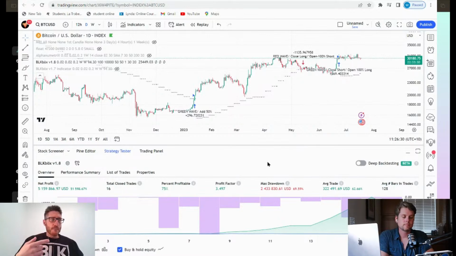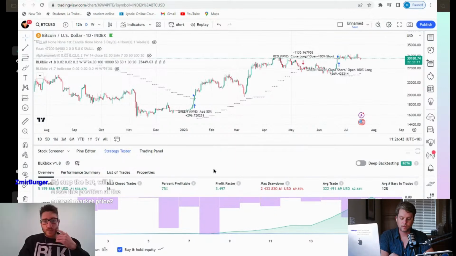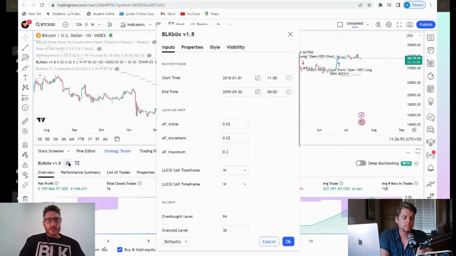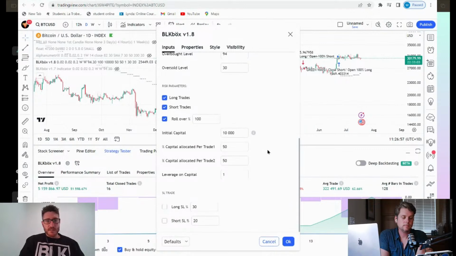We need the market to participate as well and do its part, but we'll just go through some of these stats here. 16 total trades, 75% profitability, which is huge. It's unbelievable. 75% running profitability. I get asked a lot about the max drawdown. Now, the drawdown is all relative to the 100% rollover.